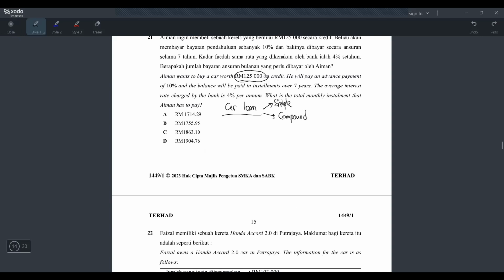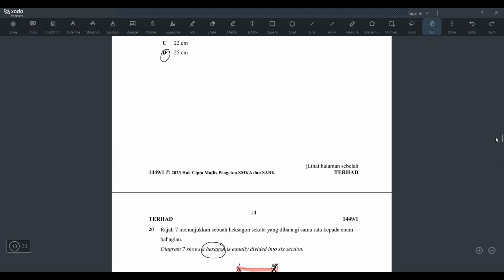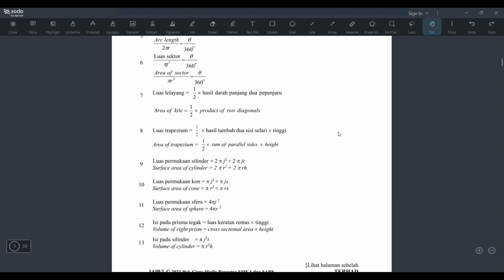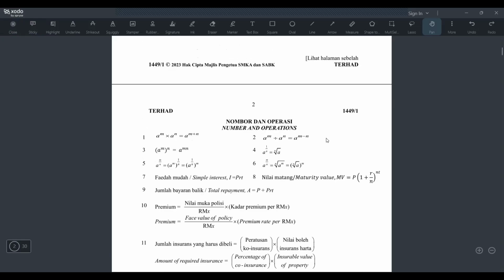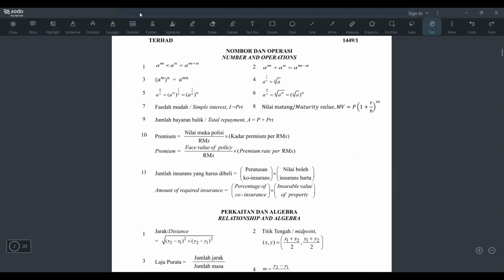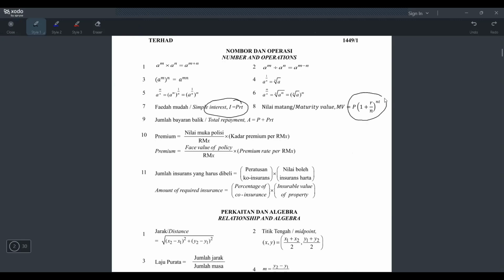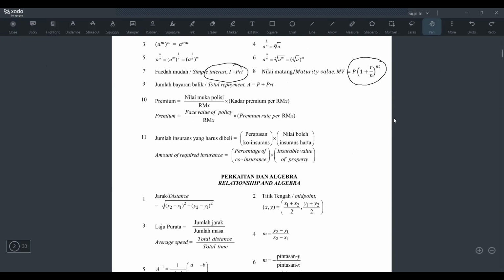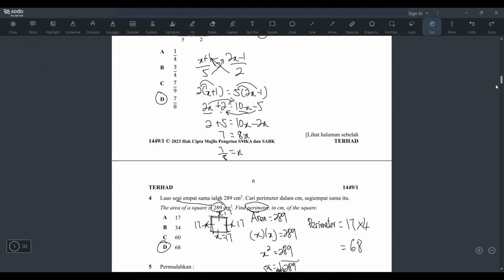And the formula for simple interest, I will show you the formula. Do you remember the formula? It's given in the exam. Let me show you. So where is it? Okay, I found it already. So this is the formula for simple interest, PRT, and this one is the compound interest, P(1 + R/N)^(NT). That's the compound interest formula. So let's write it down in the question.